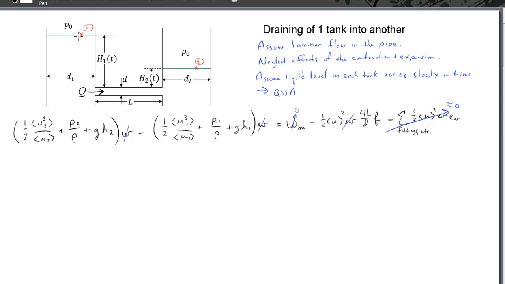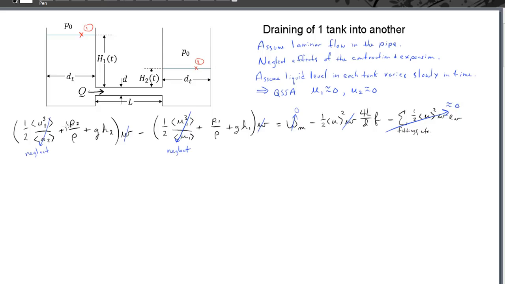And we can neglect the motion of liquid surfaces when we're applying the mechanical energy equation. Consequently, U1 and U2 can be treated as approximately 0 when we're dealing with the mechanical energy equation. So we can neglect this kinetic energy term here. We can neglect this kinetic energy term here.